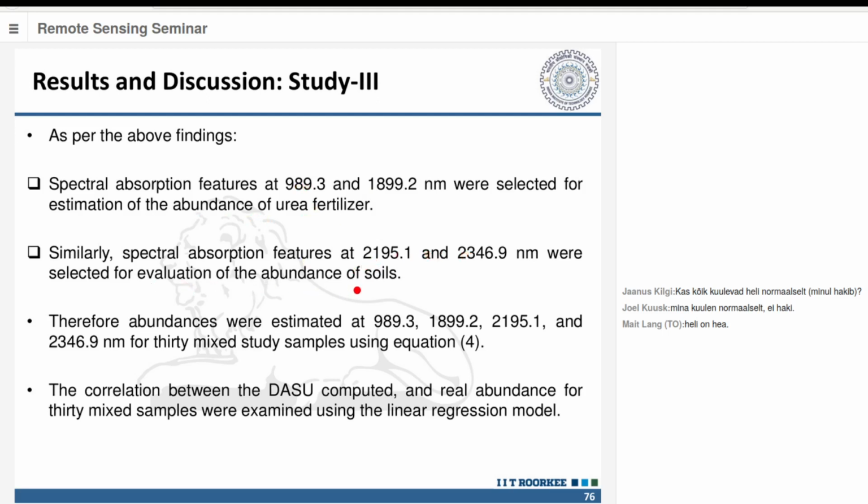using equation 4, that is the linear mixing model, after taking the derivative of the linear mixing model equation. And the correlation of these results has been done using the linear regression model.